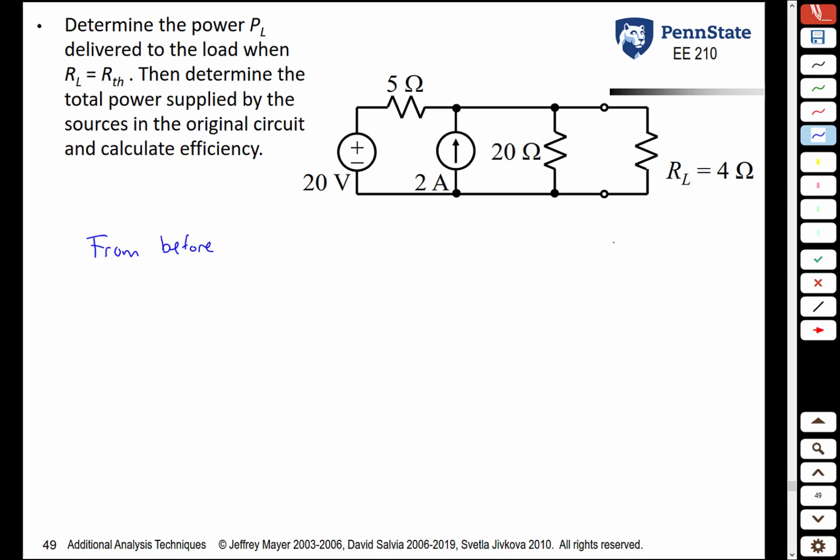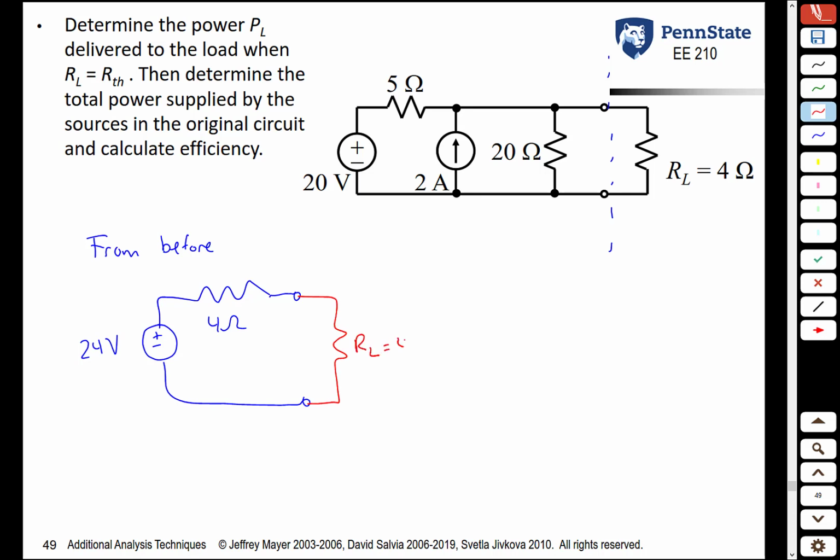So from before, the Thevenin circuit as seen by the load resistance is what? A 24 volt source and a series 4 ohm resistor. So of all the possible values for RL, the one that will maximize power transfer to the load is by setting RL equal to 4 ohms.